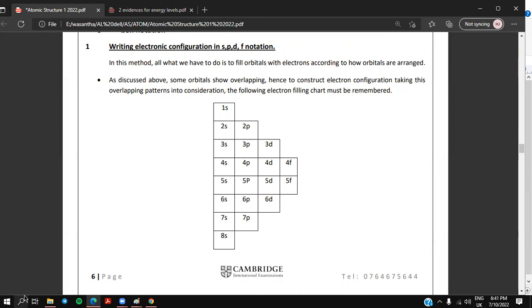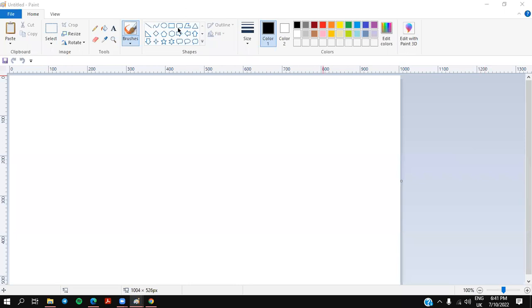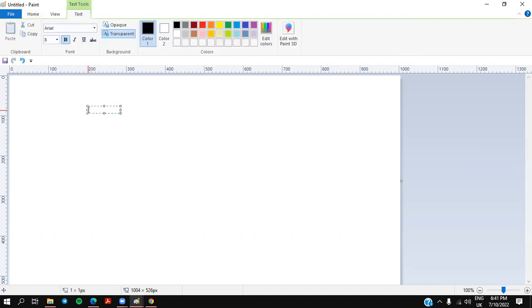Writing this electron filling pattern is not a very difficult thing. It's easy. Even though it's given over here, we'll try to construct this electron filling chart separately. This is how we start this work. I will write it in typing mode. You start with the first quantum number, okay? 1s.